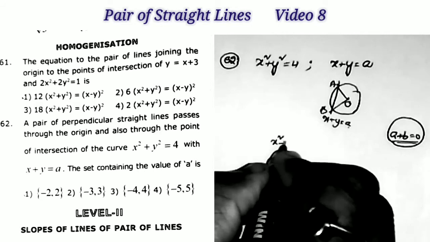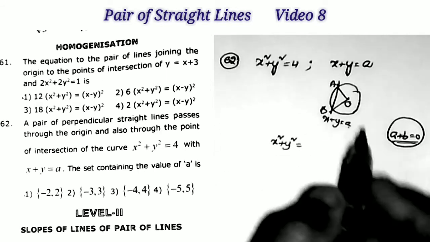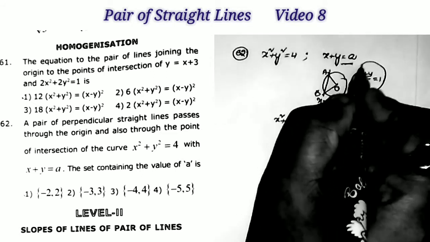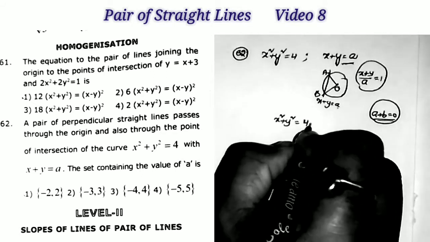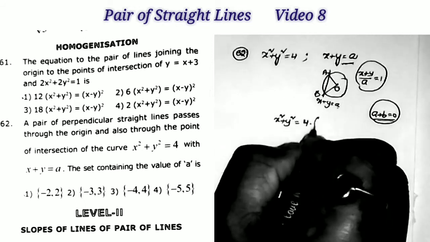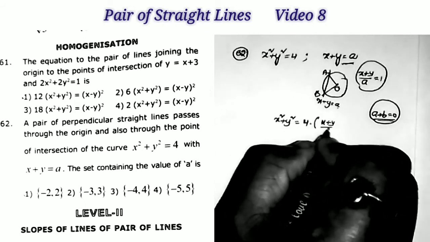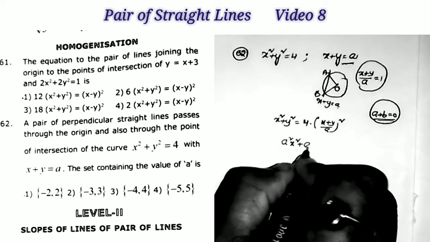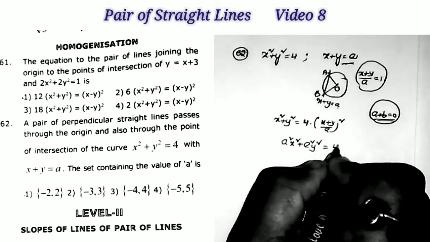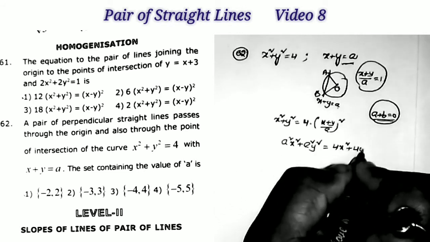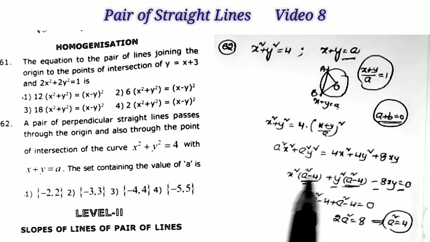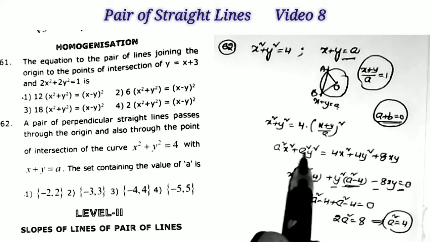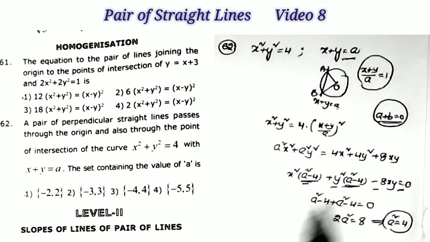Okay, listen. How to do the homogenization here? x square plus y square is equal to, here from the given line, what is 1? (x plus y) by a is equal to 1. So doing the homogenization here, x square plus y square is equal to 4 into ((x plus y) by a) whole square. Now taking the cross product, we get a square x square plus a square y square is equal to 4x square plus 4y square plus 8xy. Okay. We are converting into the equation for a pair of straight lines, that is x square into (a square minus 4) plus y square into (a square minus 4) minus 8xy is equal to 0.